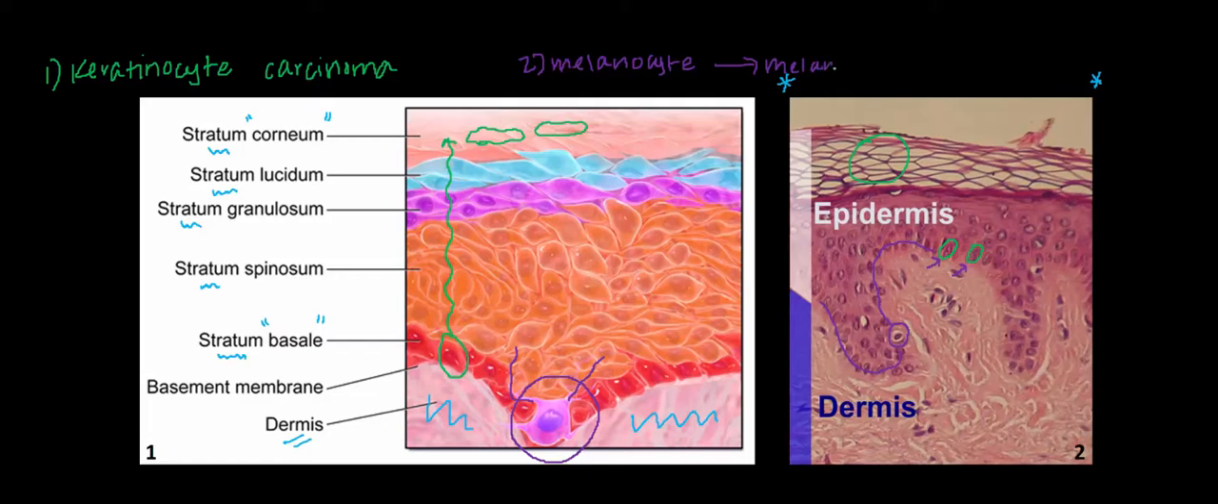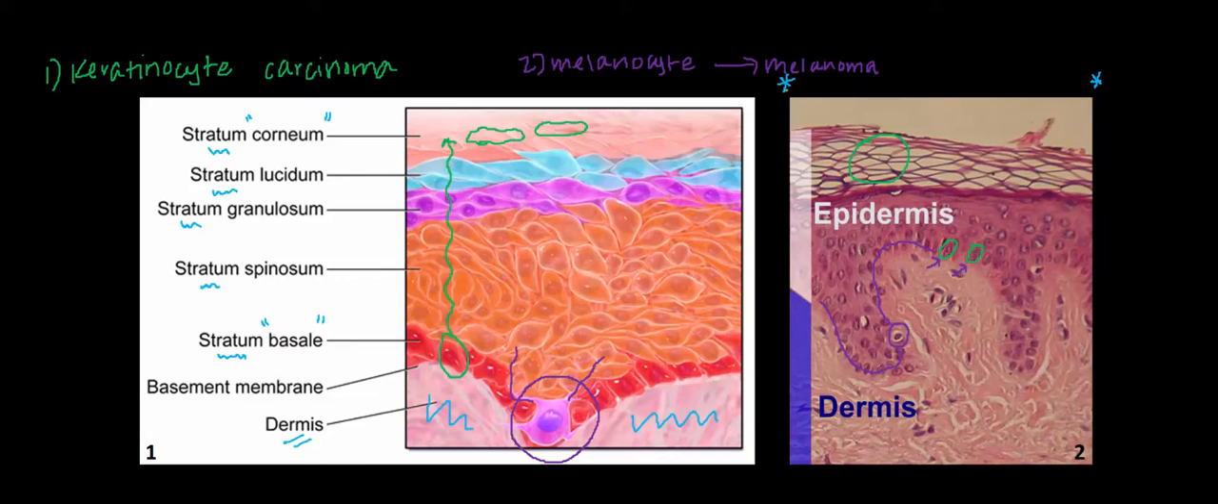And as an aside, you might be wondering why we don't call this simply melanocyte carcinoma. And the reason is because carcinoma describes cancer of an epithelial cell. Melanocytes are actually not epithelial cells. They're derived from neural crest cells, hence why we call it by a slightly different nomenclature of melanoma. But all details aside, keratinocyte carcinomas and melanomas make up the most common types of skin cancer.